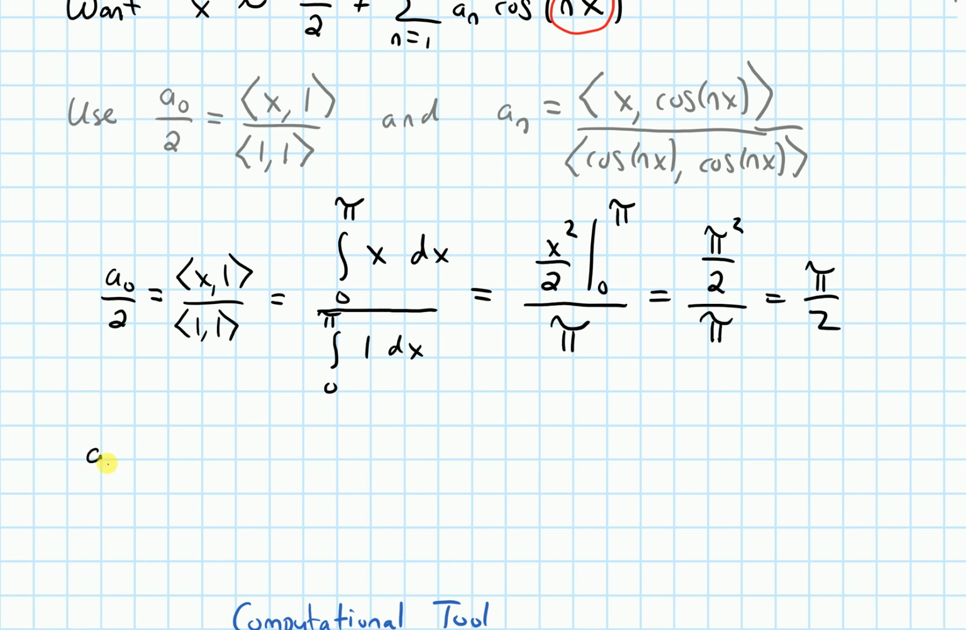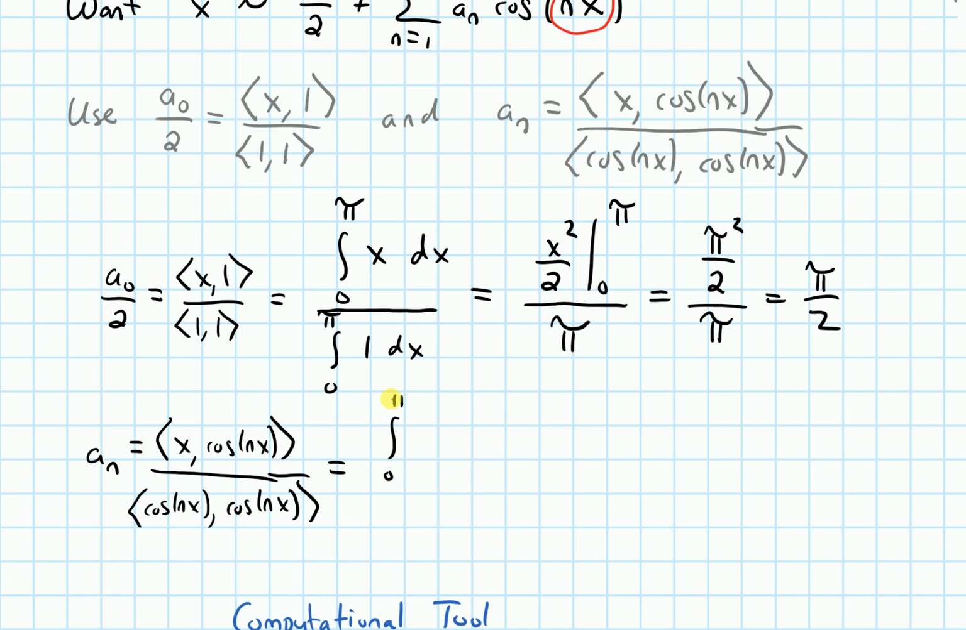Now let's find a sub n. So a sub n is the inner product of x with cosine of nx divided by the inner product of cosine of nx with itself. On top, we have the integral from 0 to pi of x times cosine of nx dx. And in the denominator, we have the integral from 0 to pi of cosine times cosine, so cosine squared of nx dx.